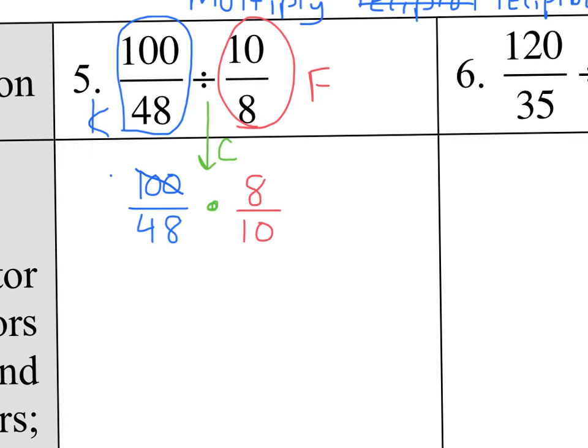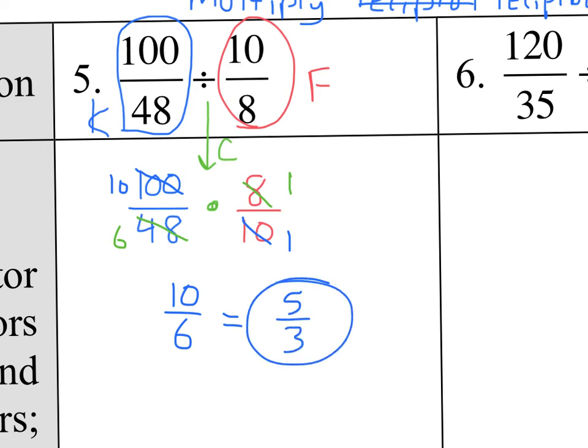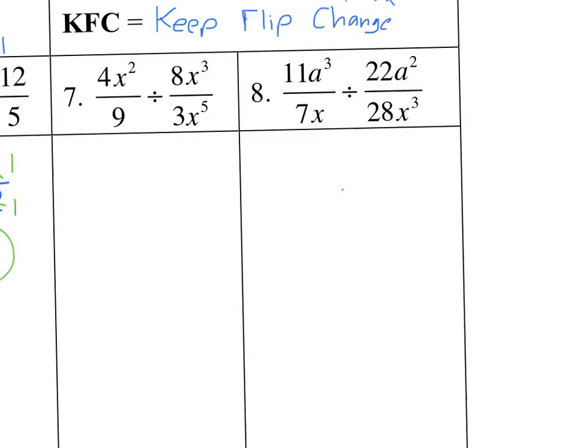So the 100 can reduce down to a 10, the 10 to a 1. The 48 reduces down to a 6, the 8 reduces to a 1. And notice the 10 and the 6 can go further. 10 over 6 now becomes 5 over 3. I could have done the reduction in the previous part right here, but it was just getting too sloppy, so I cleaned it up.